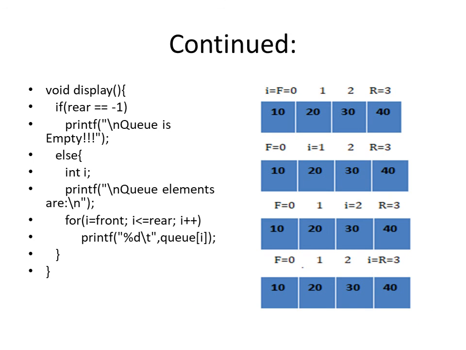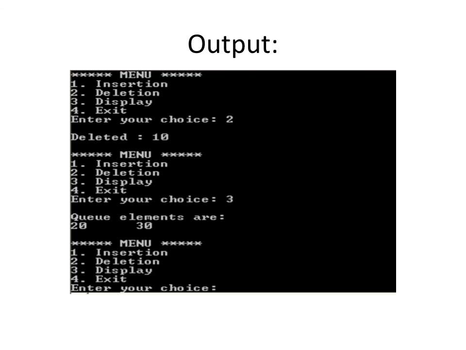These values are printed here. You can see the output menu. In the previous slide I explained 4 options. Enter your choice. Here 2 is the option entered. The deleted element is 10, and the same operations are performed. Thank you.